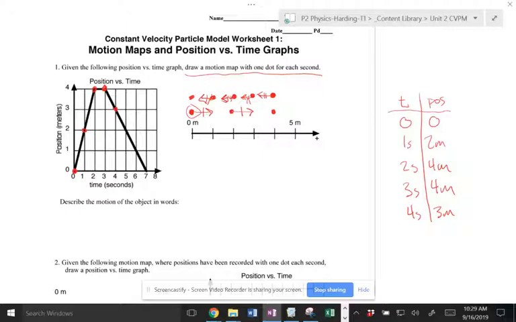Anybody got anything? That's what you drew for your motion map as well? Yes. Fair enough. All right.